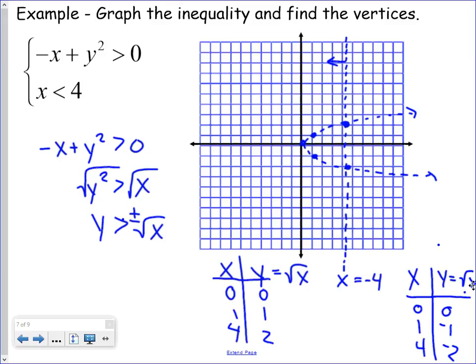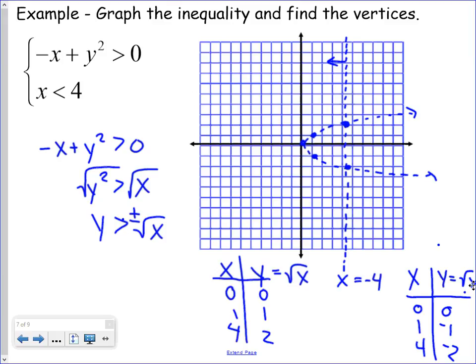Now, we still have to decide for this parabola, because we know we're shading to the left of x equals negative 4. Are you shading inside the parabola or are you shading outside the parabola? How can we figure out where to shade? Use a test point. Yeah, use the test point, just like we did on that last slide, right? What's a point that's not on the parabola?